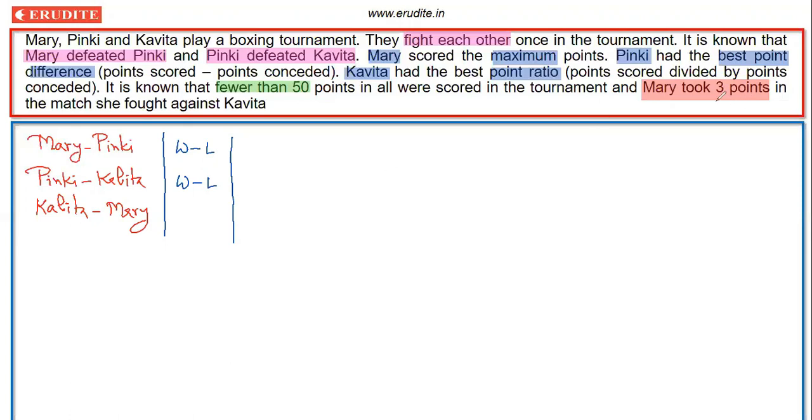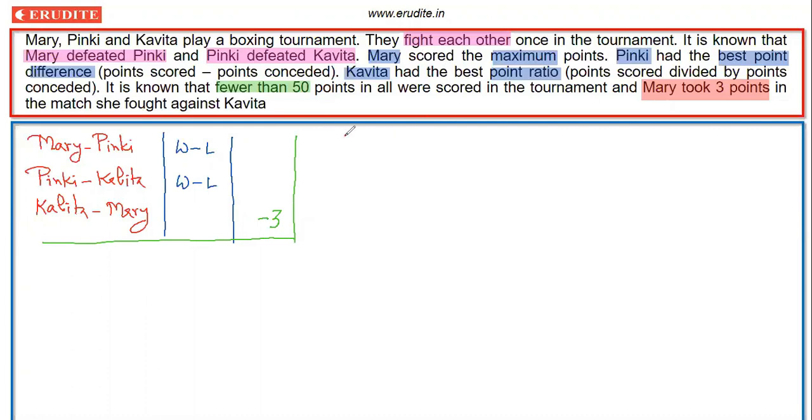Mary took 3 points in the match she fought against Kavita. So here, out of the score line, we can get it. The point of Kavita I don't know, but the point of Mary is 3. So these are the different pieces of information we have taken from the entire lot. Now we want the blue colored information which is critical here that we need to understand properly.